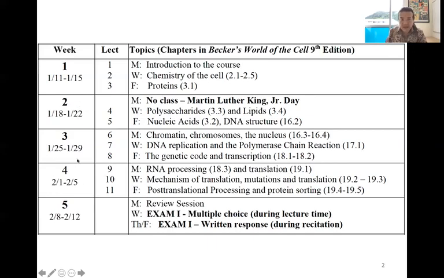So here we are at the start of week 4. So we are going to talk about RNA processing and the process of how ribosomes are involved in translation. We're going to continue talking about that through the week, about how the products of translation are impacted by things like mutations in our DNA, and how the proteins that are made by ribosomes through the process of translation then get further processed and turned into mature proteins. So this leads us into next week, which will be our first exam.